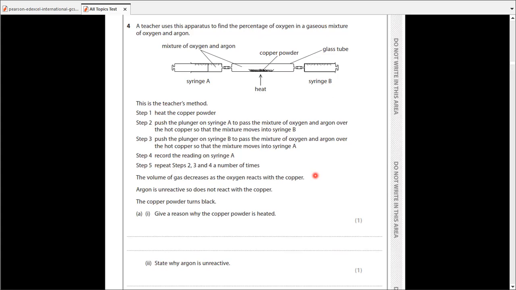The volume of gas decreases as oxygen reacts with copper. Argon is unreactive, so does not react with the copper. The copper powder turns black. Give a reason why the copper powder is heated.